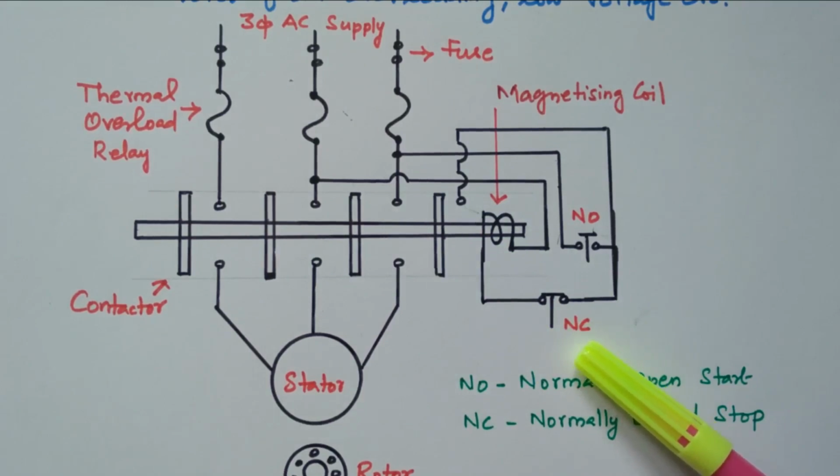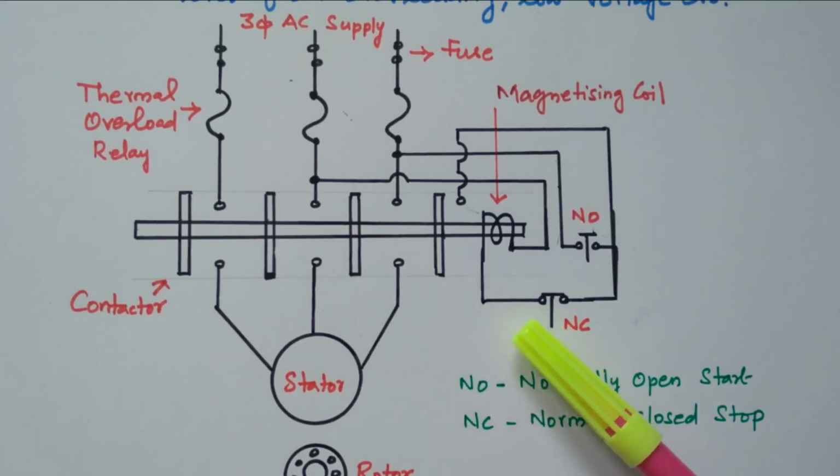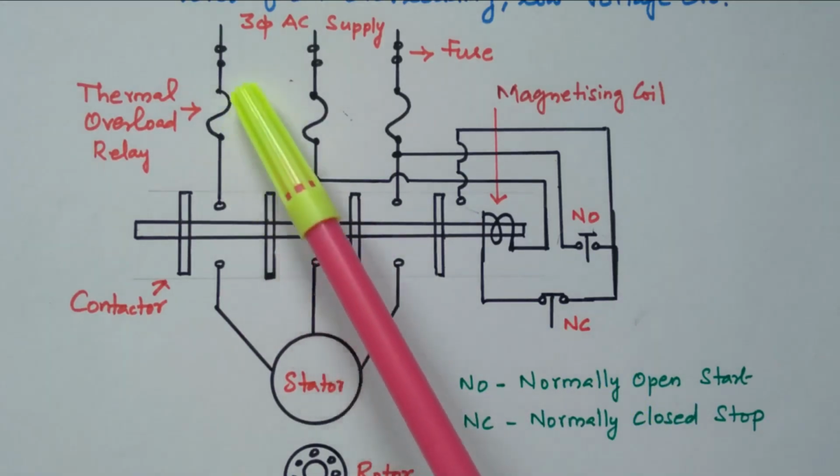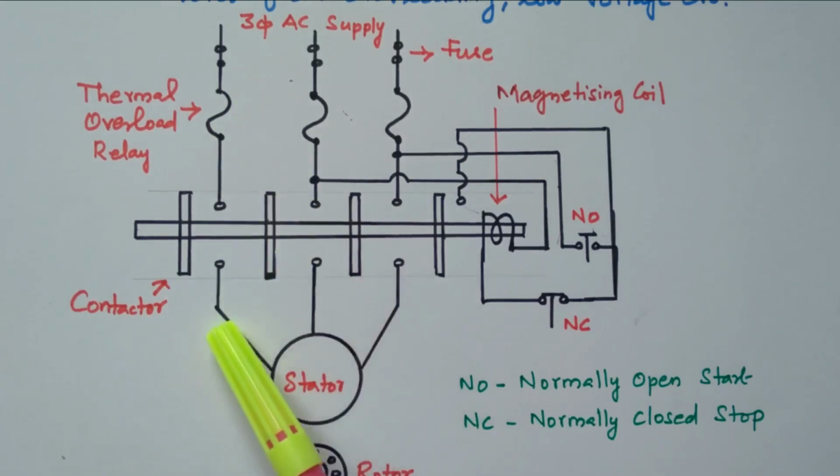And another facility available is overload or overcurrent. Suppose in a normal operation, if any overload or overcurrent is taken, this thermal relay will cut off, so that it will disconnect the motor from the supply, right.